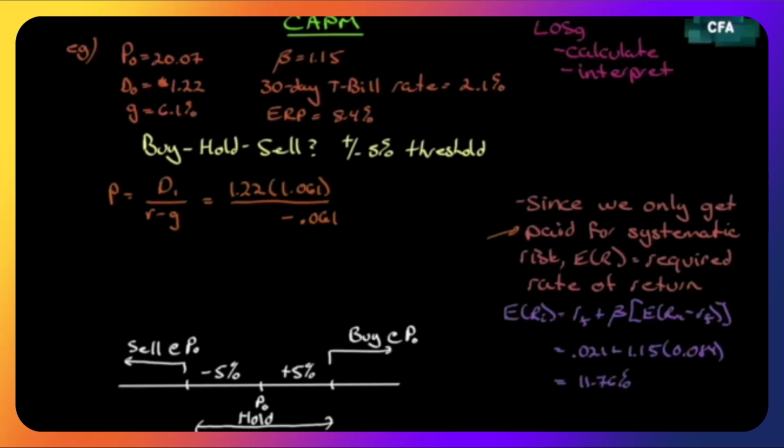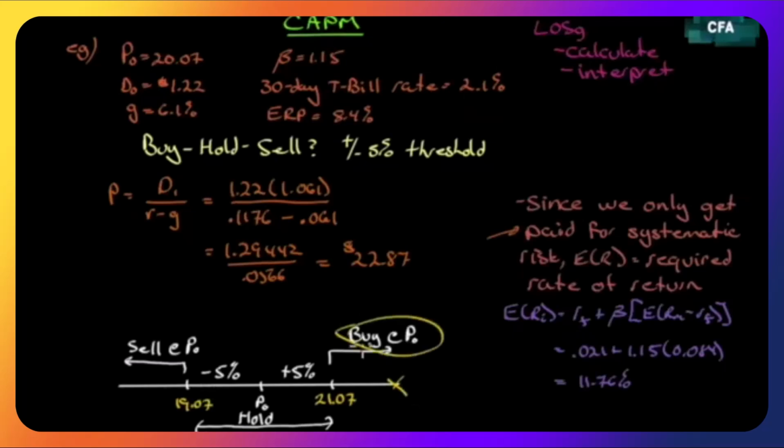And we can solve for the intrinsic value: 1.29442 in the numerator, 0.0566 in the denominator will give us $22.87. So our P naught is $20.07. We want a plus or minus 5% threshold, so 5% up from that price gives us $21.07, and 5% down from that price gives us $19.07. We've calculated $22.87, hence we have a buy at P naught. So we'll buy at $20.07 because it exceeds our 5% threshold.